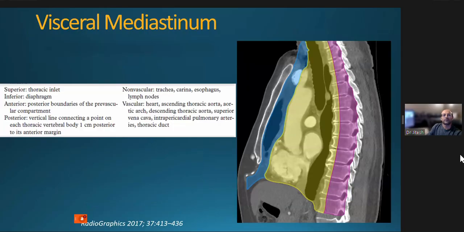Now, moving to the visceral mediastinum. As we talked about earlier, this is the space between the pericardium and an imaginary line which is 1 centimeter behind the anterior margins of the vertebral bodies. So important structures within this are the heart, trachea, esophagus, ascending aorta, aortic arch, and some other vascular structures, right?